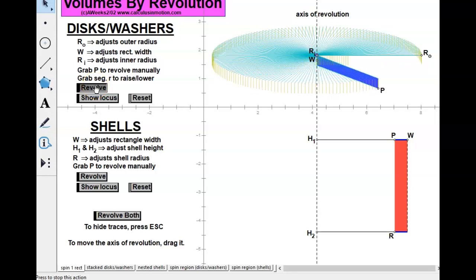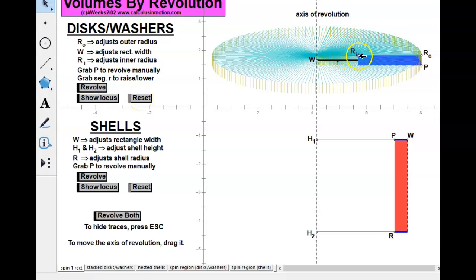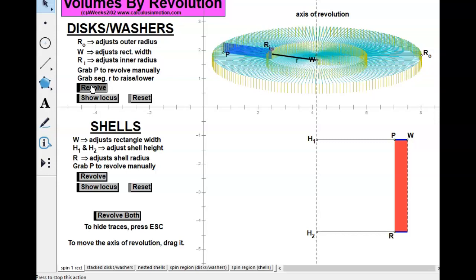We have a bunch of, there we go. Let's stop the revolving. I'm going to reset it. Okay, so now I'm going to move this out here. And then when I revolve it, this is what's going to create a washer, like so. See how that works? Okay, so that's just plain old rectangle.